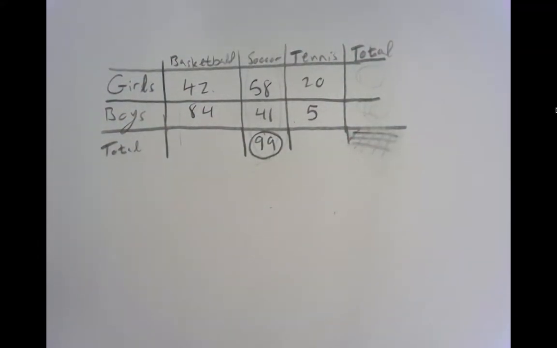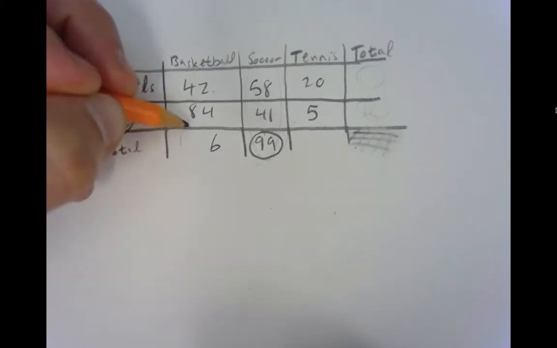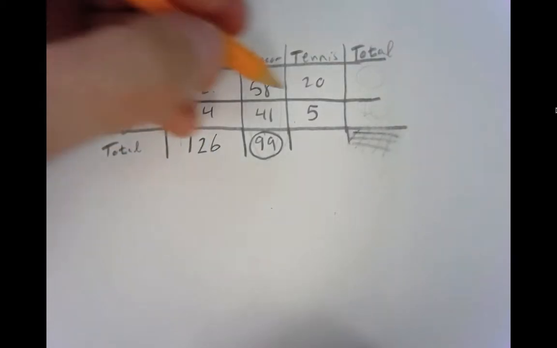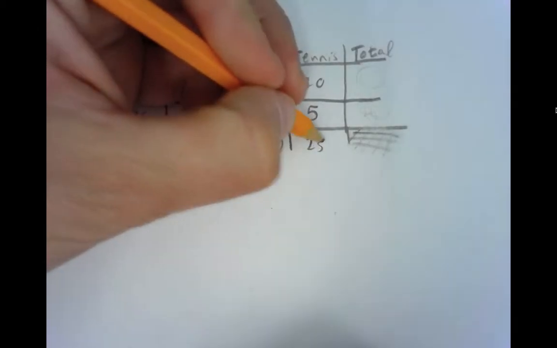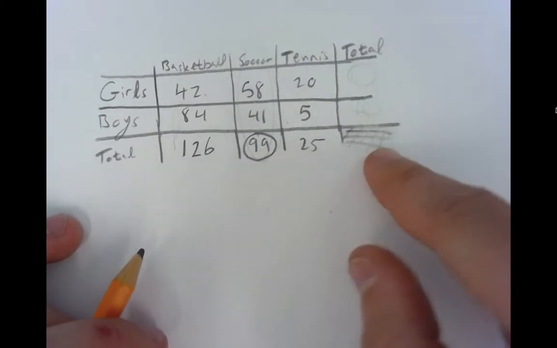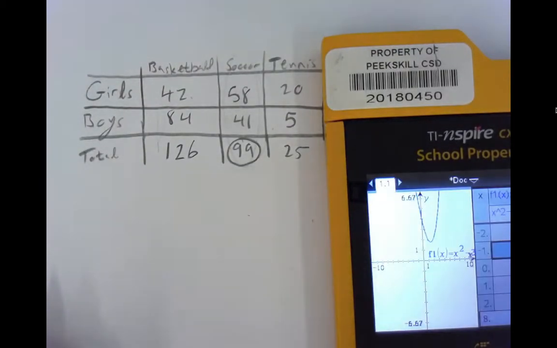Let's do it. Total number of students that like basketball is going to be 42 plus 84. So, 2 plus 4 is 6. 40 plus 80 is 120. 126 people like basketball. Popular sport. 20 and 5 is 25. And if I add all these up, the total favorite sports for each one, I should get the total number of students. Let's do that really quick on the calculator, just to save us some time.